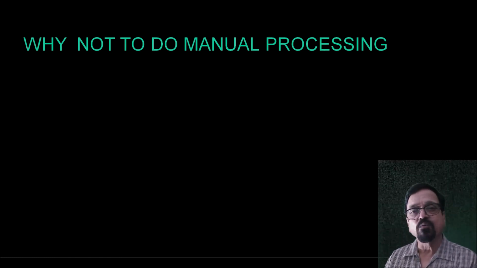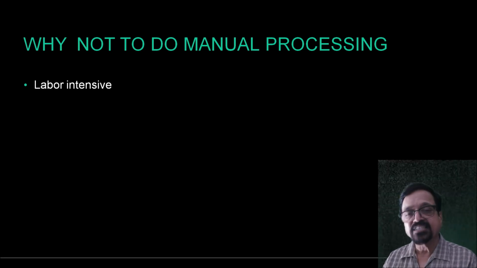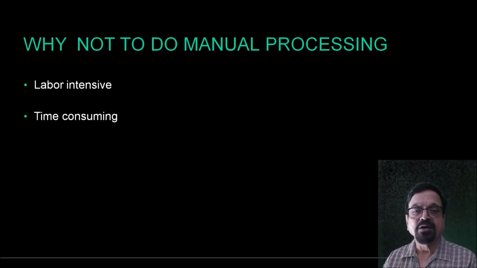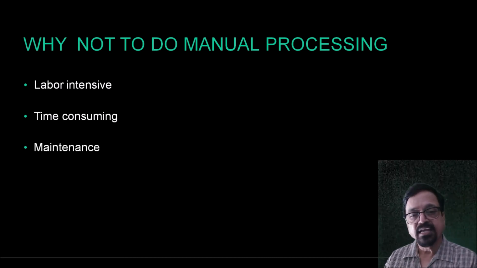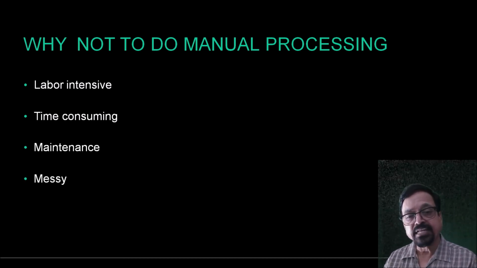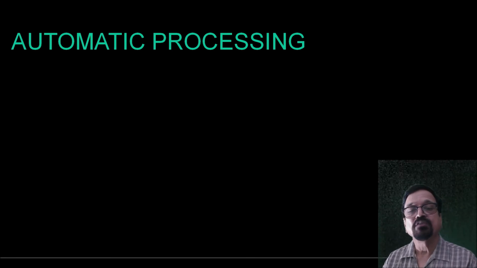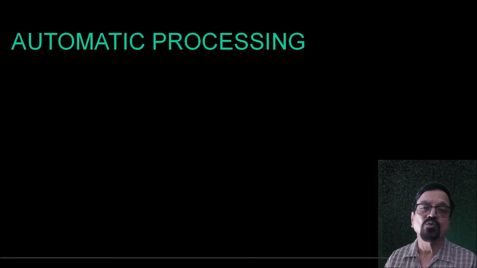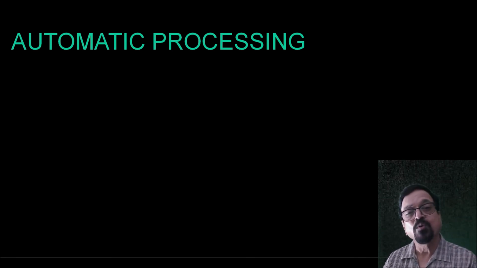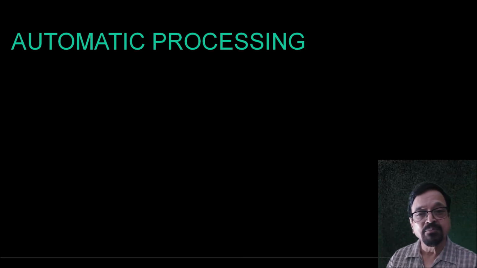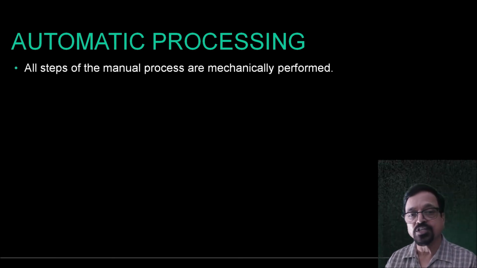Now, what are the types of processing? One is manual, what we discussed just now, but it takes intensive labor. It is time consuming. It has more maintenance. It is messy, and the most important thing is you can only have low turnover with it. So if you have a department where the turnover is high, where you need more films in less time, you have to have an automatic processor.